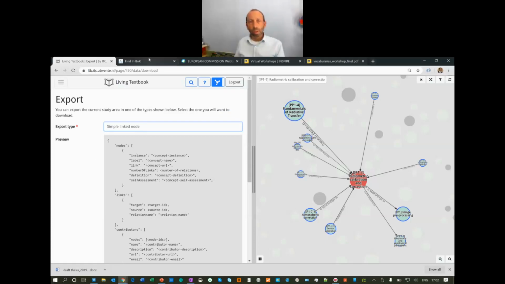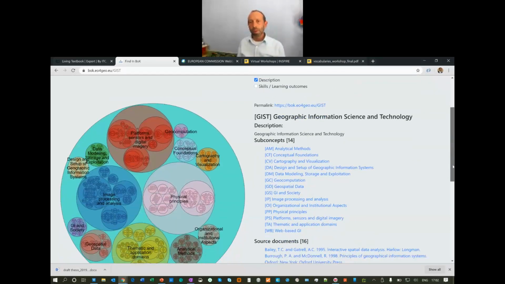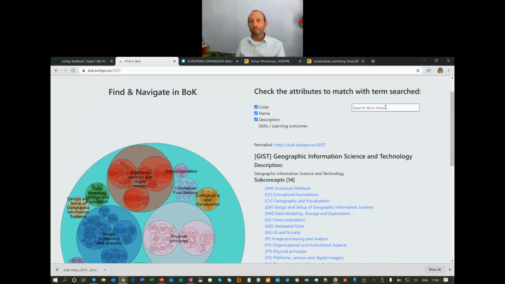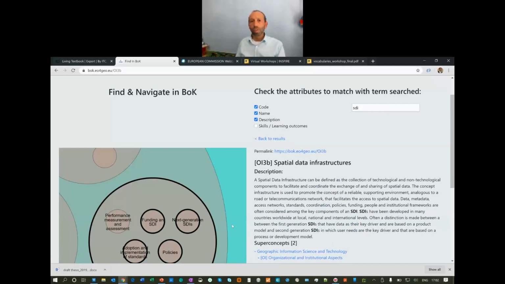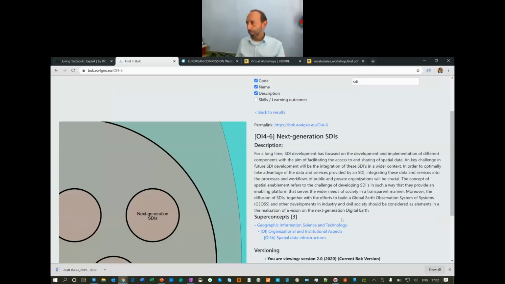So another tool that we are presenting is also the Find in Book tool. And this is a tool that is kind of a sub-component that is also used in the other tools, which will be presented by Sven after this presentation. And you see the same kind of concepts that we have created within the living textbook tool, and they can then be visualized within a bit of a different visualization. And this application also makes it possible to make the concepts persistent and to also have versioning.